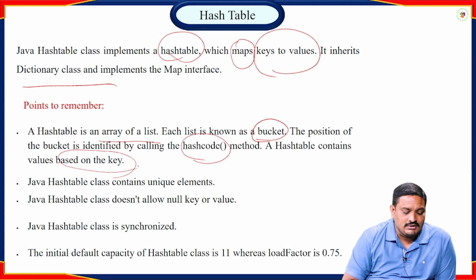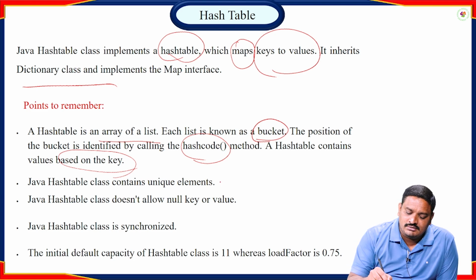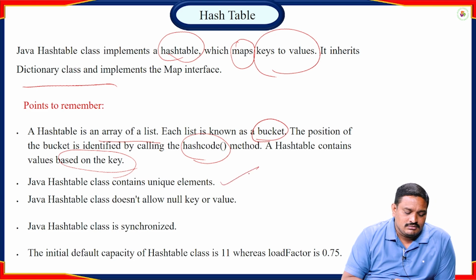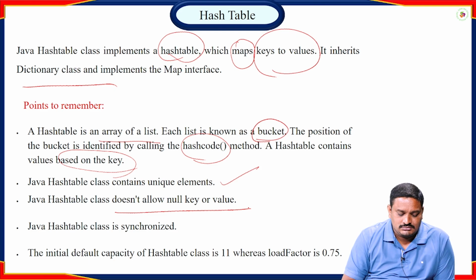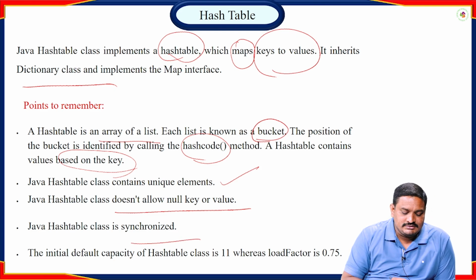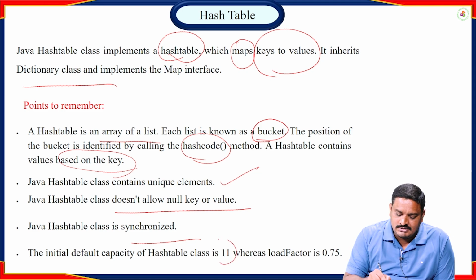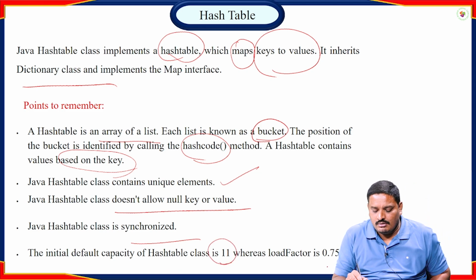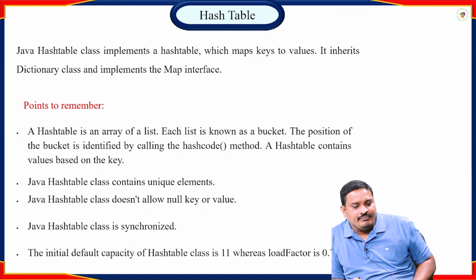That is the first one. The second one is the Java Hashtable class contains unique elements. The Hashtable class does not allow null keys or values. The Hashtable is synchronized. The initial default capacity of a Hashtable is 11, where the load factor is 0.75. This is the hash table.